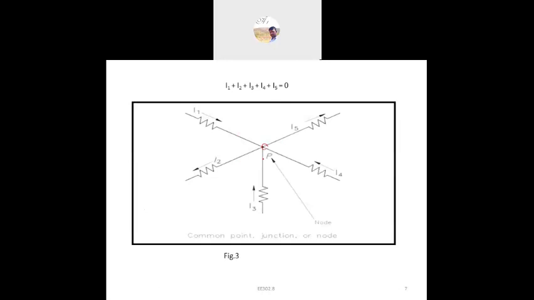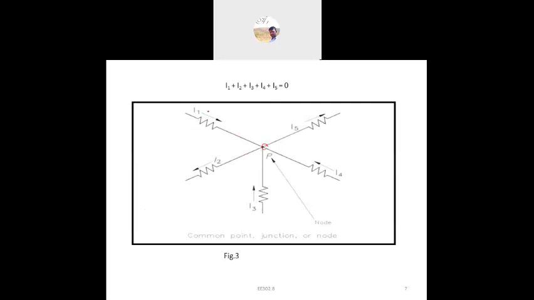The algebraic sum of the currents in a network at a node point is equal to 0. Or we can say the current entering the circuit is equal to the current leaving it. So input, and the direction we can see.